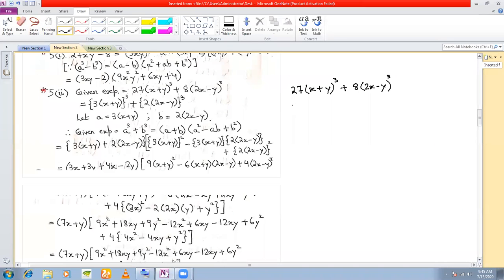Let us look at this sum. Now in this sum, if you see, x plus y whole cube is a perfect cube. Also 27 is a perfect cube, which means that this entire expression can be written as thrice of x plus y whole cube. Because I saw that 27 was a perfect cube, also x plus y whole cube is a perfect cube. Similarly here, 8 is a perfect cube and 2x minus y whole cube is also a perfect cube.